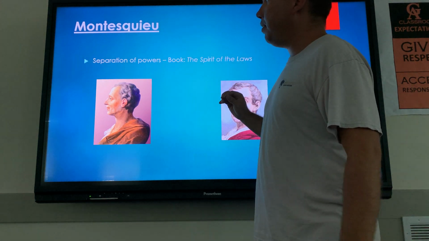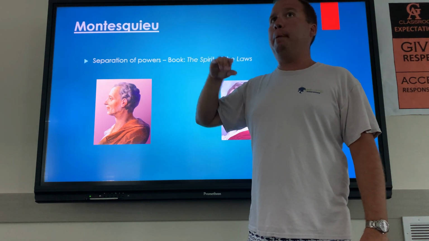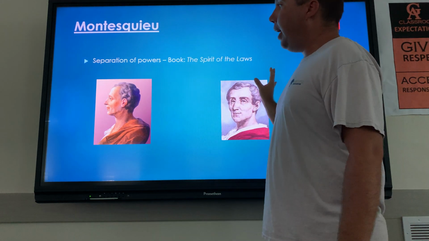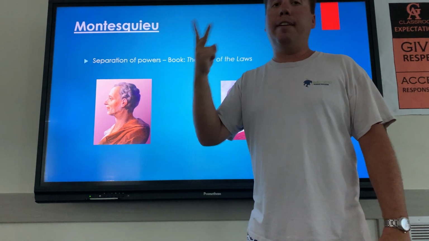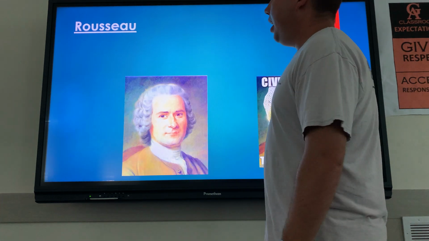His book is The Spirit of the Laws. He was a French philosopher. He was really big in both the American Revolution and the French Revolution. And he really gives us a lot of our ideas that we should have a legislative, executive, and a judicial branch, which is what we ended up with in this country today.